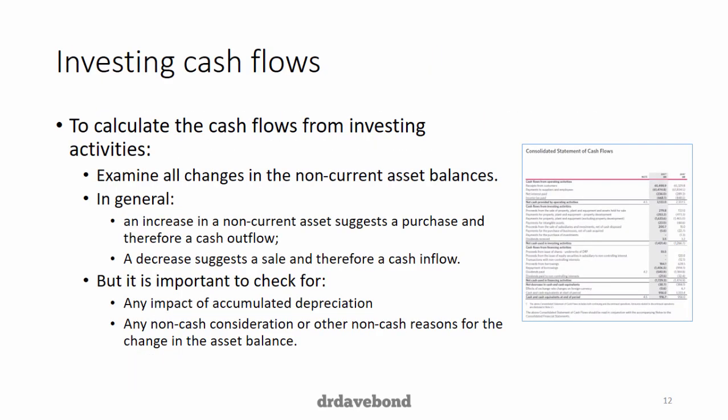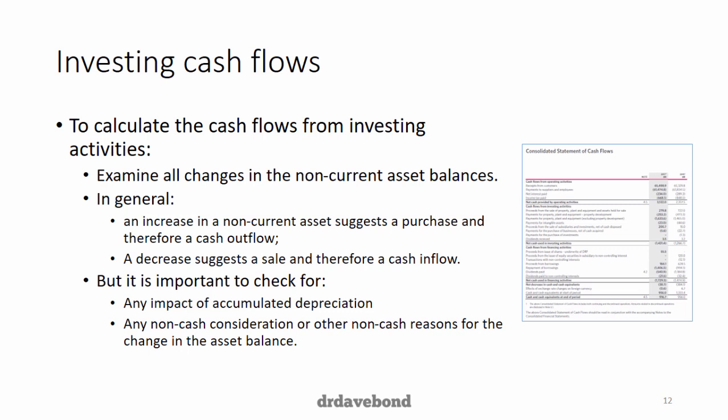To calculate the cash flows from investing activities, we focus on the changes in non-current asset balances. And in general, if a non-current asset balance increases, it generally suggests a purchase, not always, but generally does, and therefore a cash outflow. A decrease suggests the opposite.